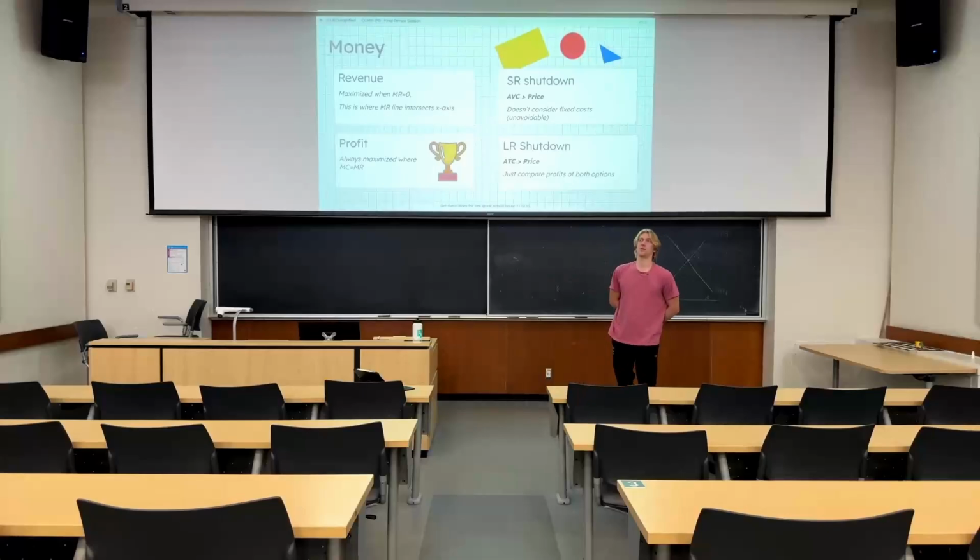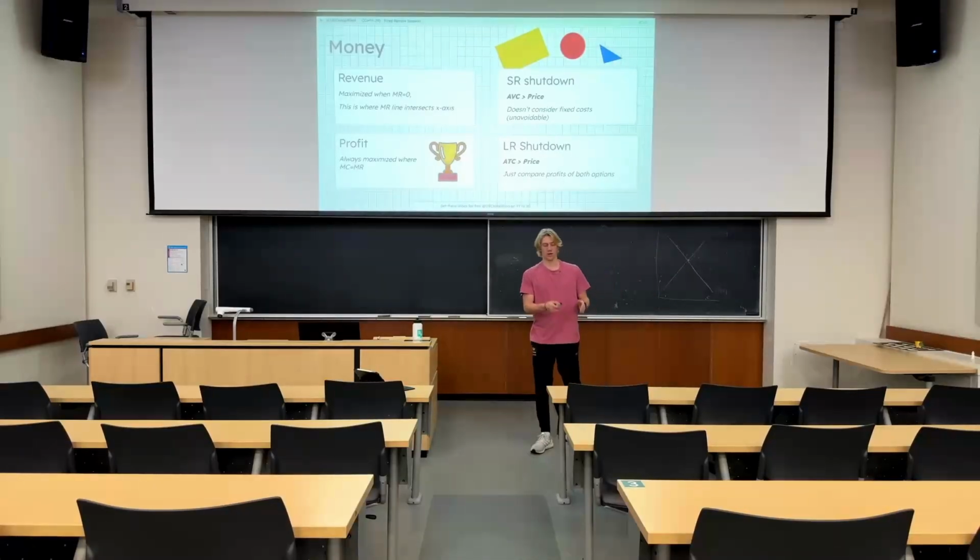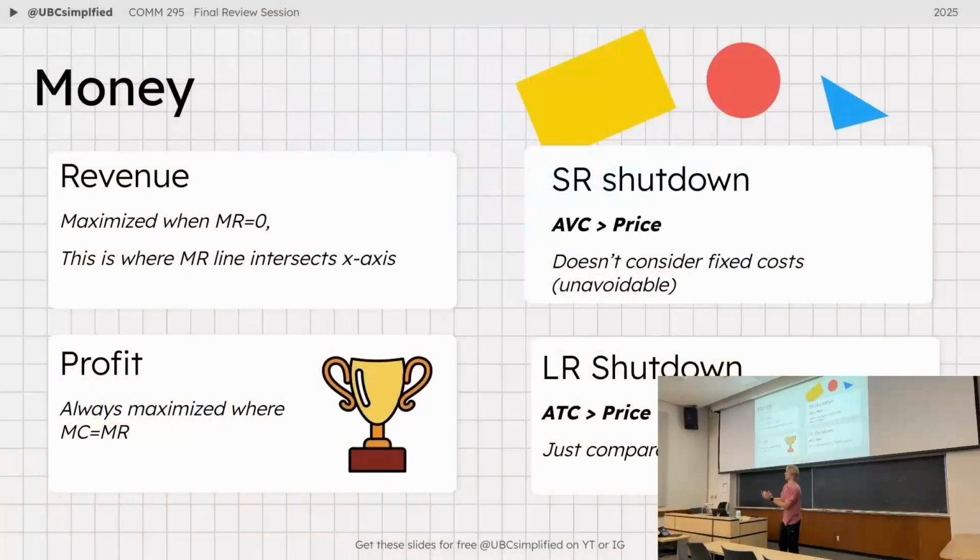All right, let's make some money. If we want to maximize revenue, we're going to want to operate where our marginal revenue is equal to 0. Anywhere past that, we're going to be losing money for the most part of production.